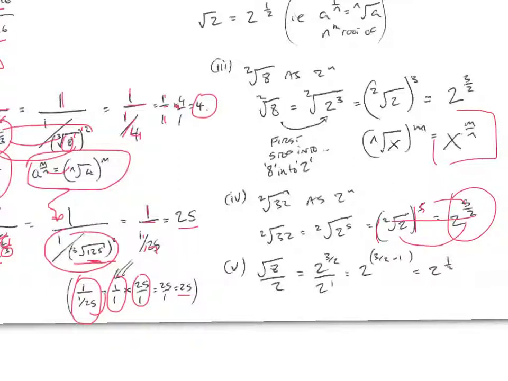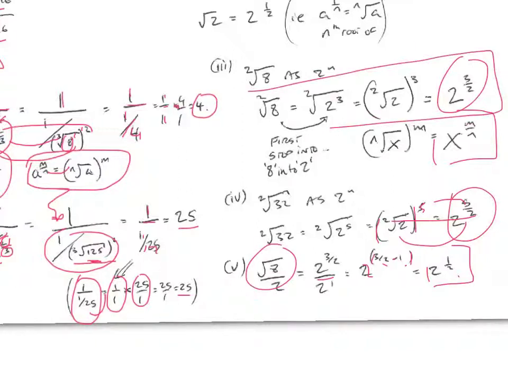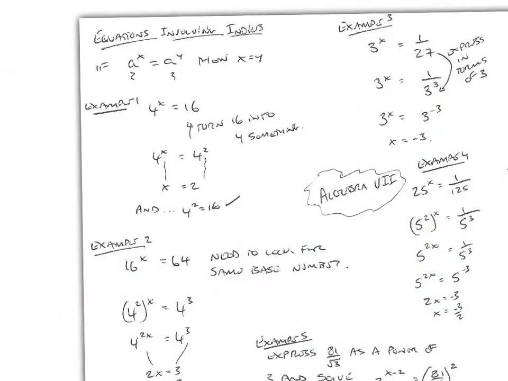Root 8 over 2, well, that's the same as 2 to the power of 3 over 2, because we did that earlier, over 2 to the 1. So that's the same as 2 to the power of 3 over 2 minus 1, 2 to the power of a half. 1 half minus 1 is a half. So you can see with that one, that this one built from earlier solutions.